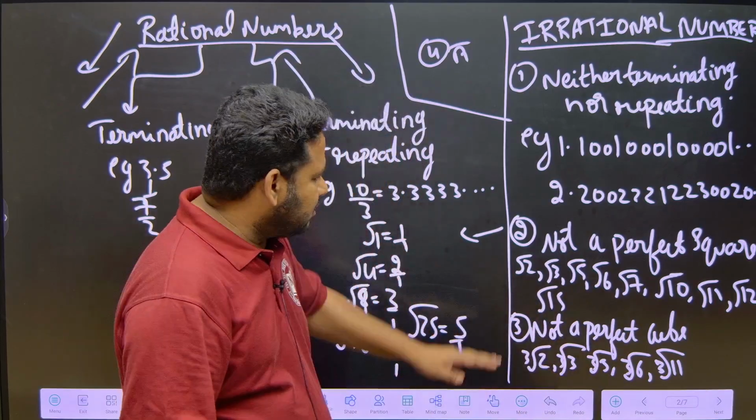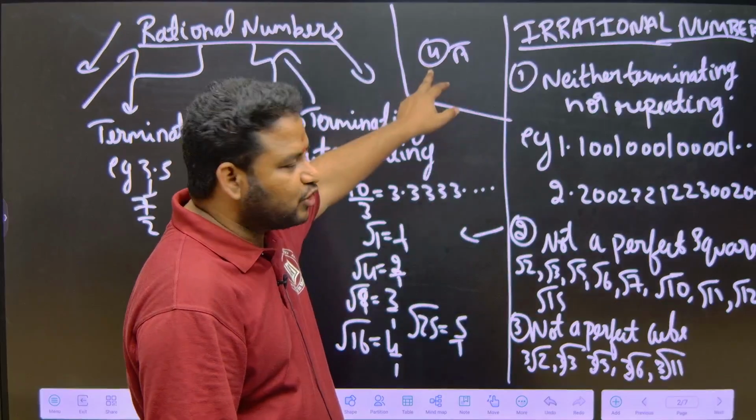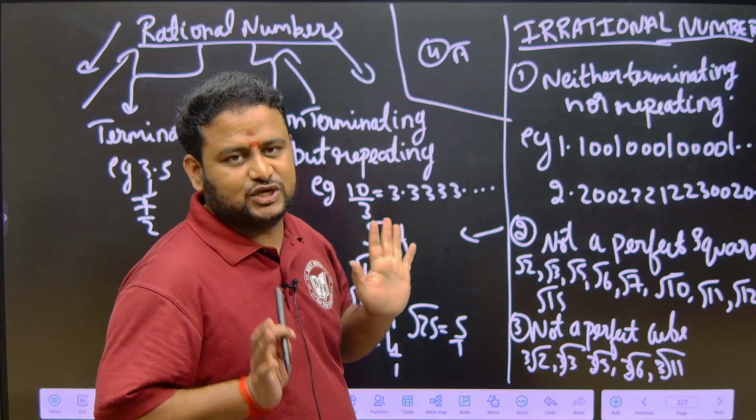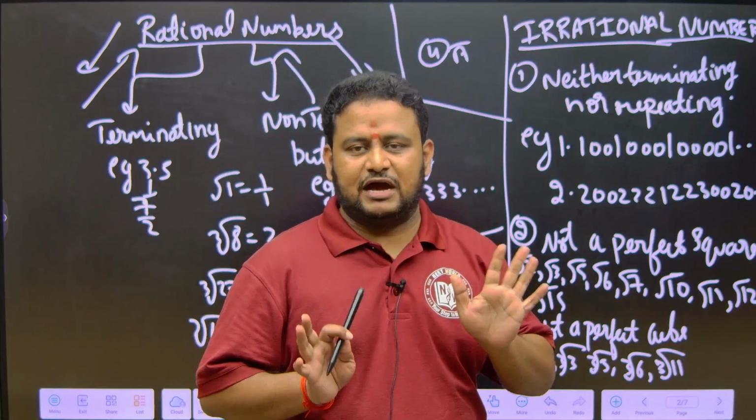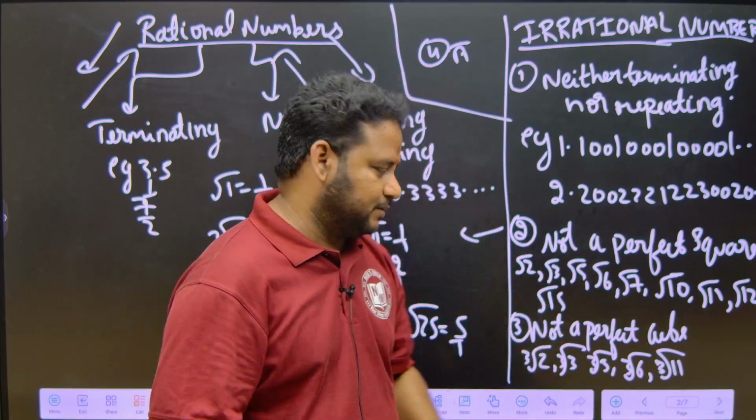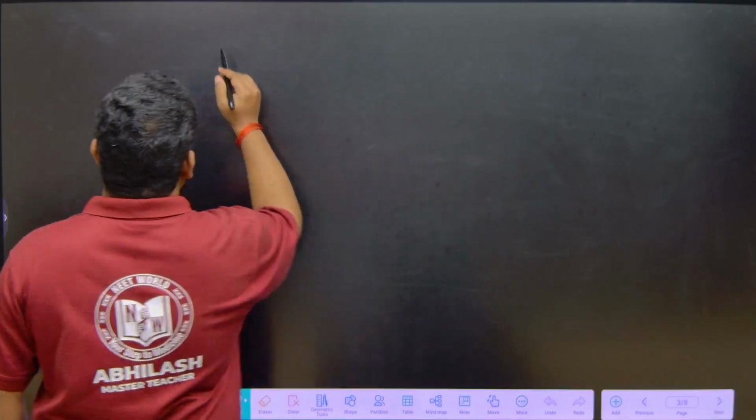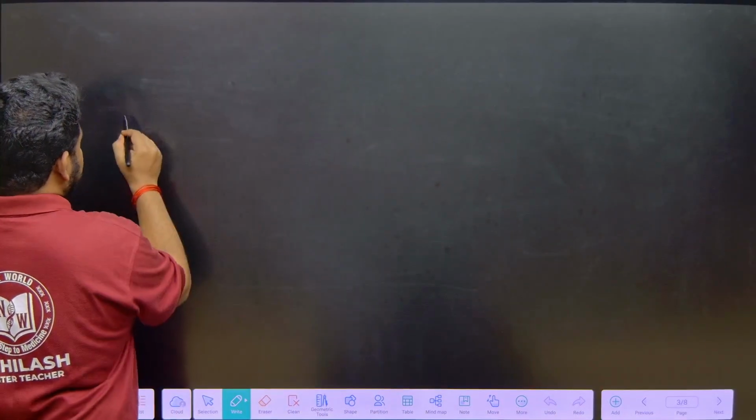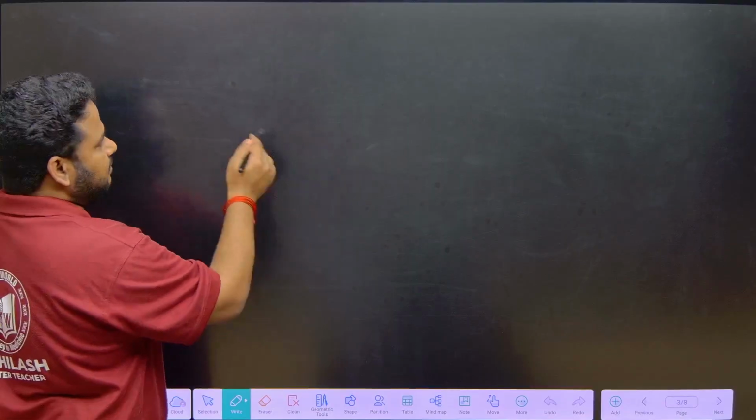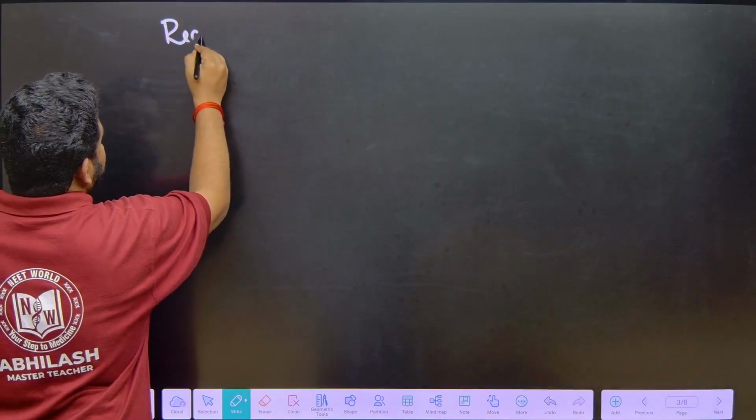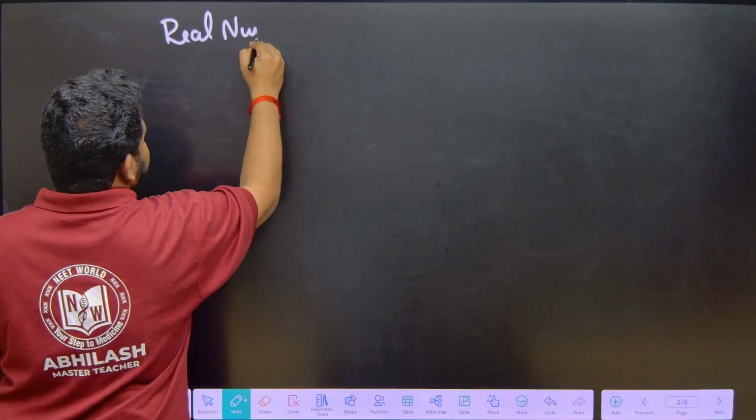Apart from these first three properties, there is a fourth one, that is pi. Pi is also an irrational number. This much understanding you need to have, friends, when it comes to irrational numbers. Now going forward, there is another set of numbers which combines both rational and irrational numbers, that is called real numbers.